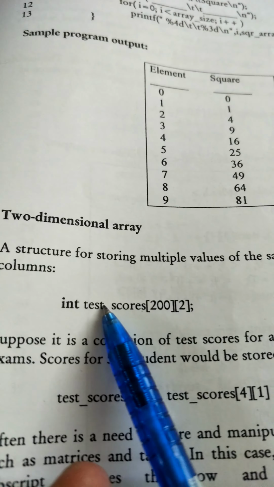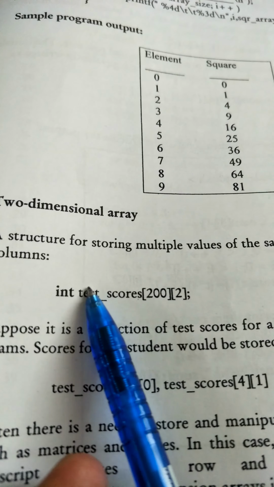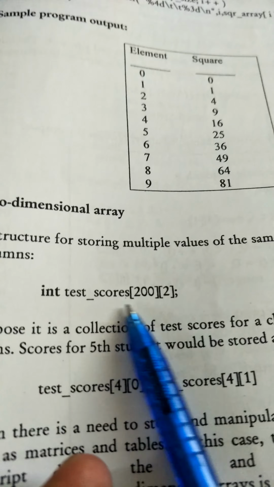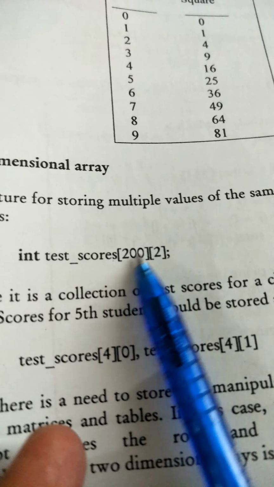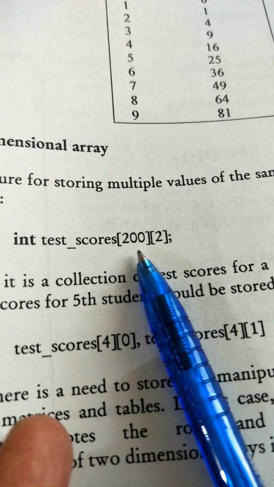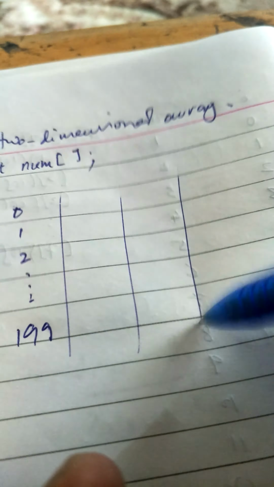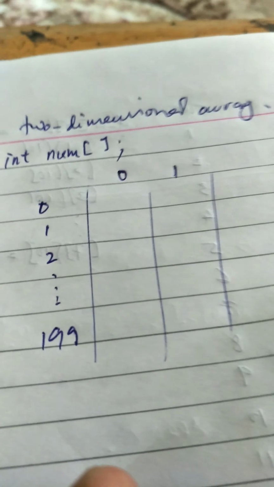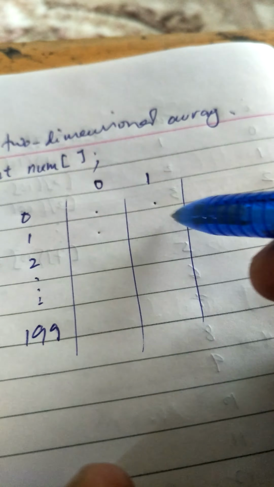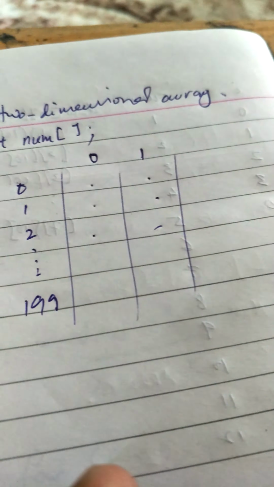This is the example of a two-dimensional array, which means integer test score 200 by 2. In this case we have 200 rows and 2 columns. So we have row numbers 0, 1, 2, and so on up to 199, and 2 columns, 0 and 1. The elements are 0,0; 0,1; 1,0; 1,1; 2,0; 2,1, and so on and so forth.